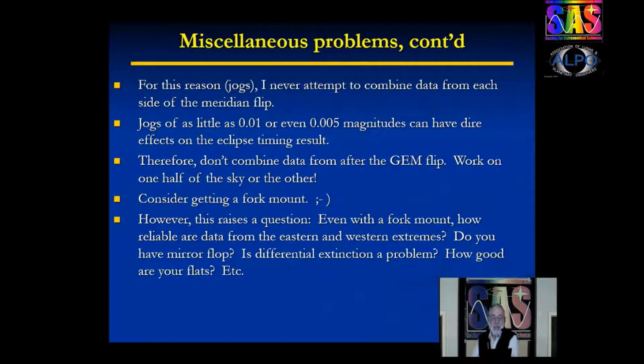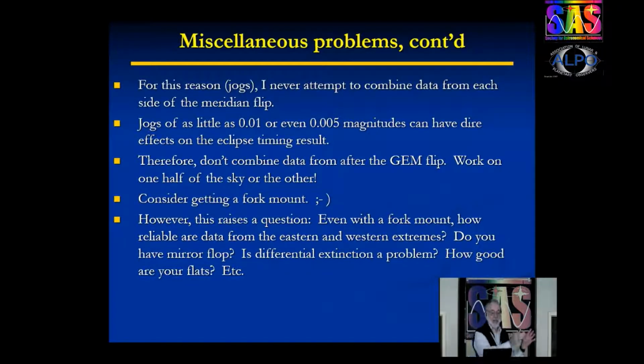There are too many uncertainties there, and you only have to be off a little bit in magnitude, and you throw off the time of minimum a lot. So I just don't like it. And with our remote telescope in Arizona, it's a fork mount, so we never have to worry about that. However, this raises another issue.